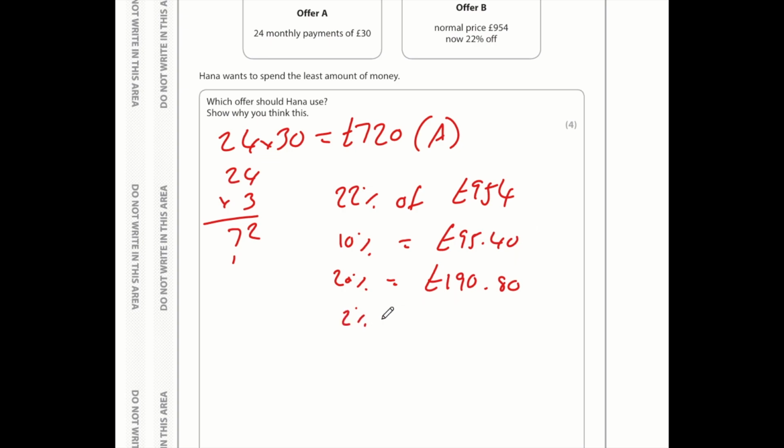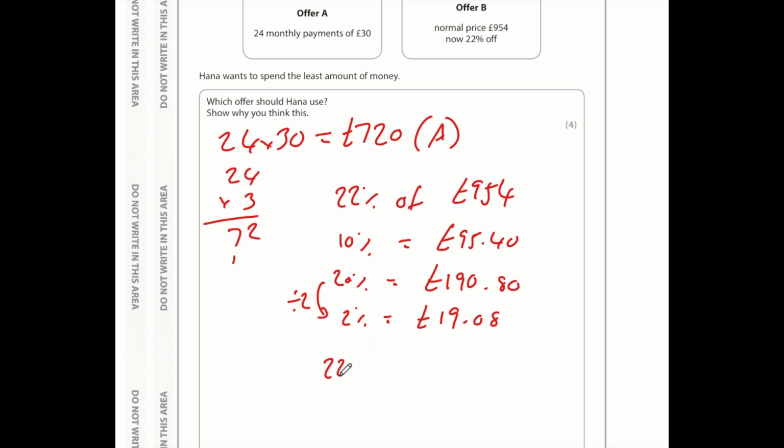Now 2% is 10 times less than 20%. So all I need to do is divide this by 10, and that is £19.08. So originally this 22% seemed like quite a horrible thing to calculate, but it's just doubling a 10% and then dividing the 20% by 10 to get the 2%.